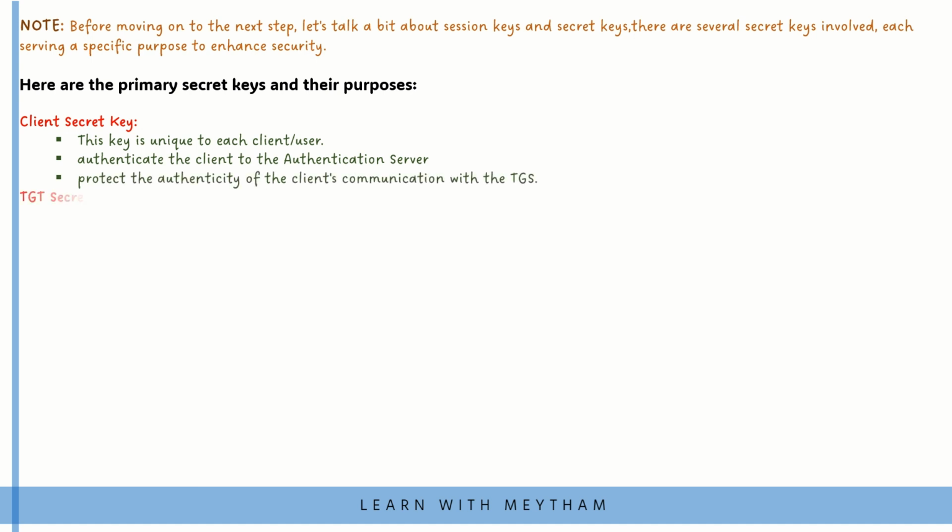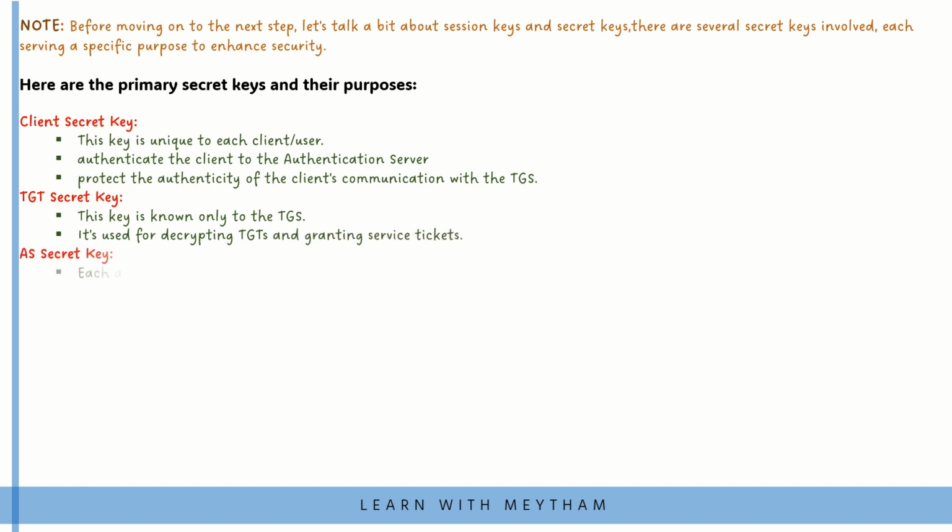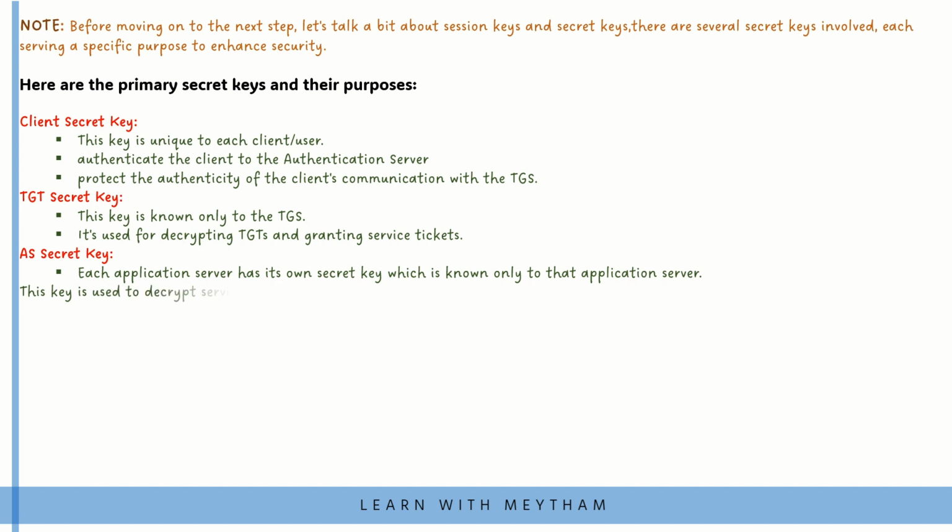TGS secret key. This key is known only to the TGS. It's used for decrypting TGTs and granting service tickets. Application server secret key. Each application server has its own secret key, which is known only to that application server. This key is used to decrypt service tickets and establish secure communication between the client and the application server.